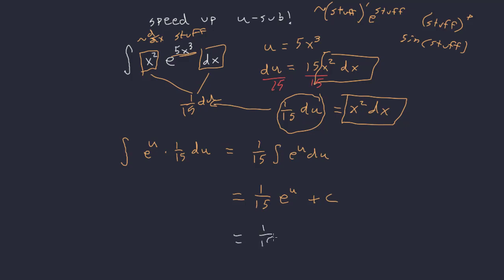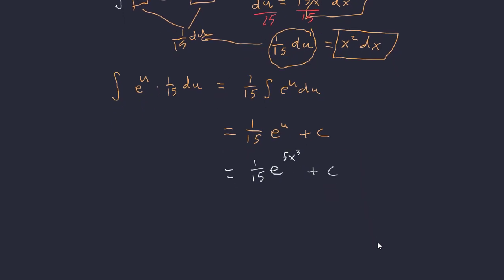So we'll get 1/15 e to the stuff. Now our stuff here was 5x cubed. Okay, so that is your typical U substitution idea. Now how can we speed this up?